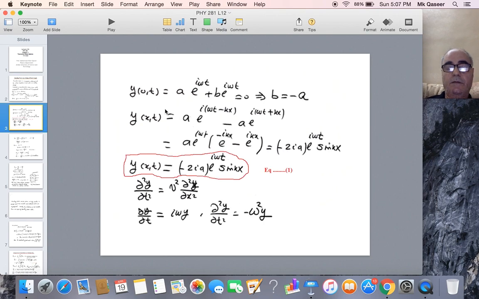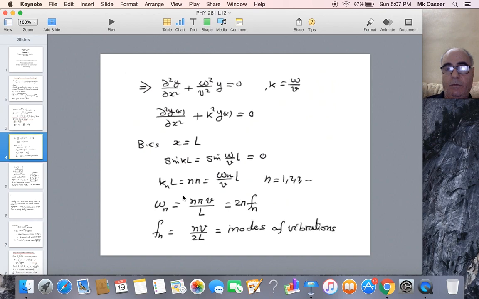Now the first condition gives that b equals minus a. In this case, the wave has this shape. Now this satisfies the wave equation. We need to substitute d2y by dt squared to get rid of the time dependence. We get this for d2y by dt squared, which is minus omega squared y. Substitute here. We get this equation that depends on x only.